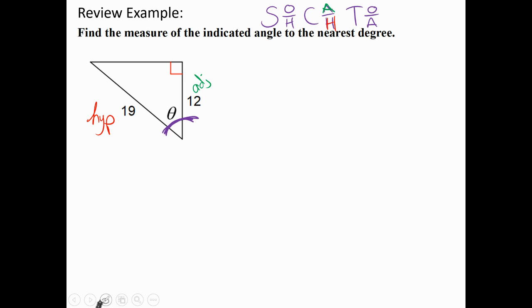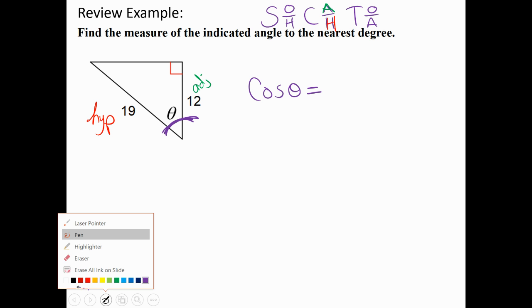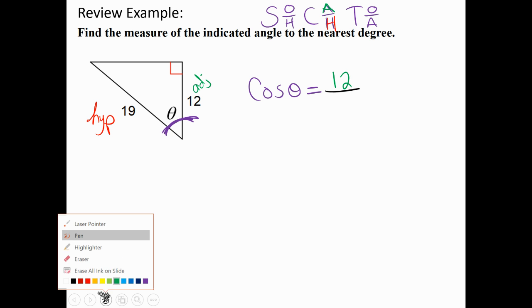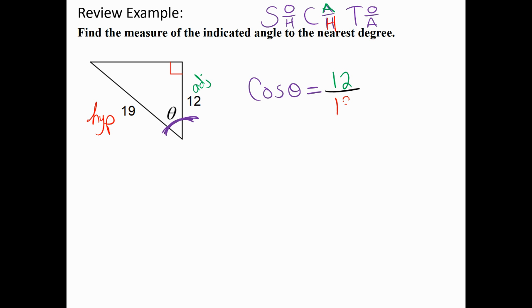And so we're going to go ahead and fill it out. I'm going to start with our cosine. We're going to just leave it theta, or the angle. If you want a question mark or you can make it an x, whatever, this is just a variable. And then we're going to set it equal to the side adjacent, which is 12, over our hypotenuse, which is 19.